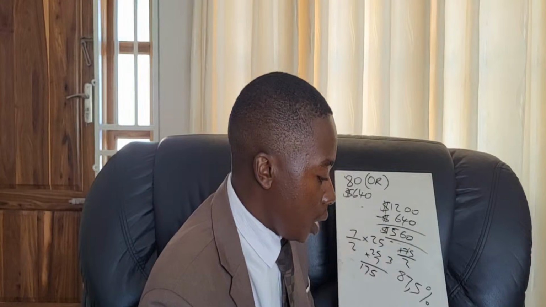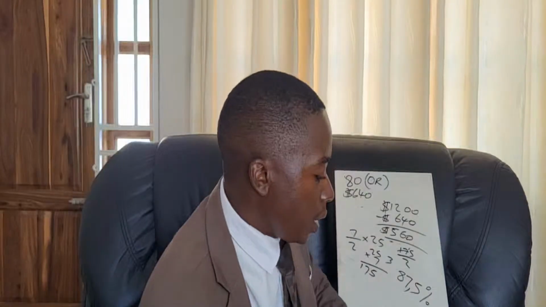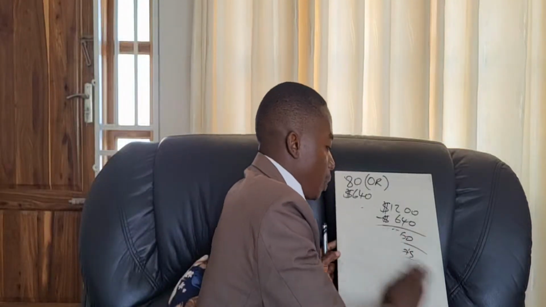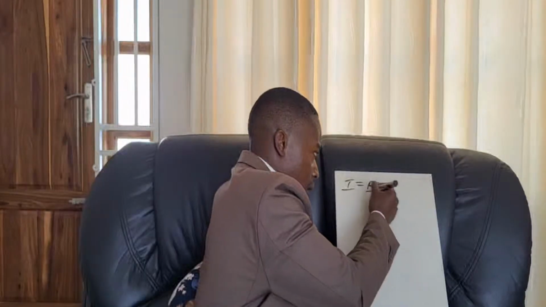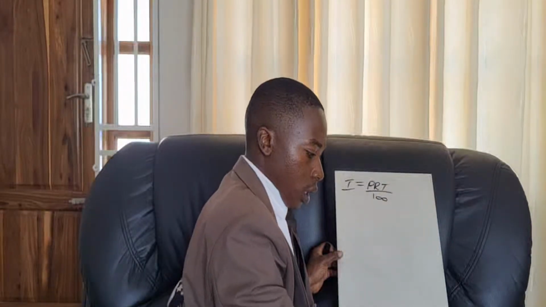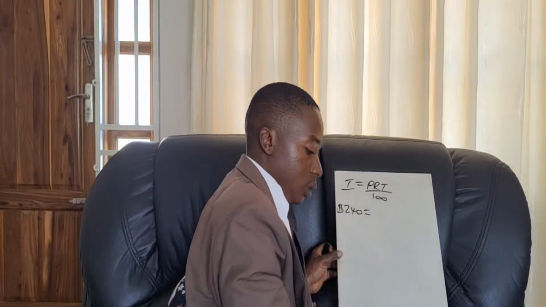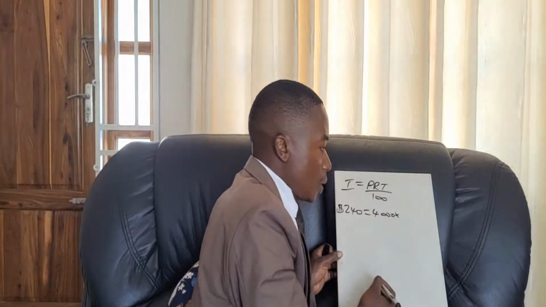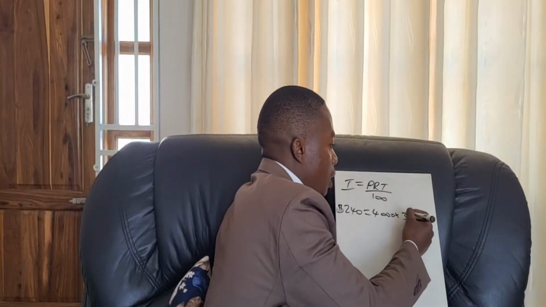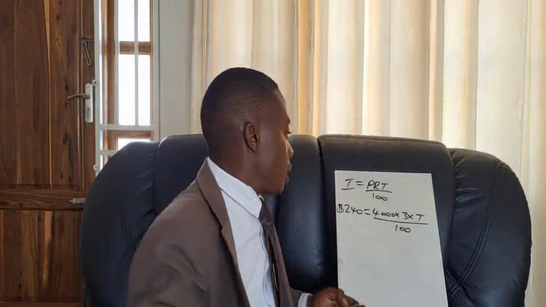A woman invested 4,000 in a bank at 3% simple interest. The interest earned was 240. Find the time. Okay, this is simple interest. Remember, the formula we said is the interest equals the principal times rate times time over 100. So the principal was 4,000 times rate 3% times time. Time is per annum, it means in years, so the answer is in years.